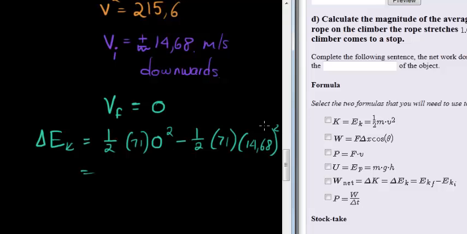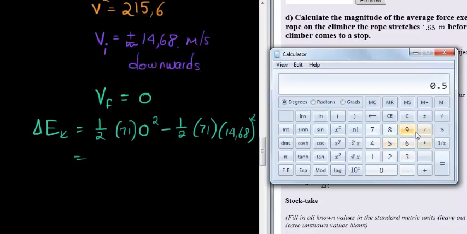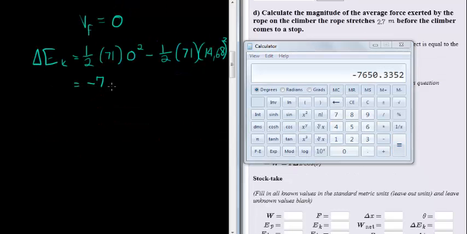Okay, so that change in kinetic energy is equal to 0.5... actually this first one will just be 0 because of 0 squared, so 0 minus 0.5 times 71 times 14.68 squared, equal to negative 7,650.34 joules. Okay, so that's the change in the kinetic energy, and the reason why we want to do this is because we want the force that the rope exerts.